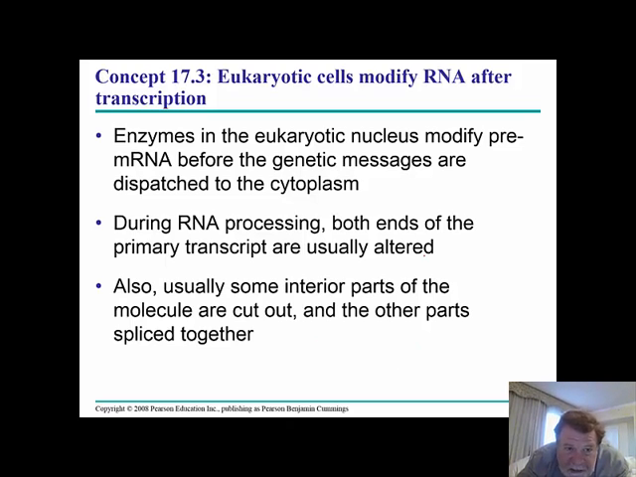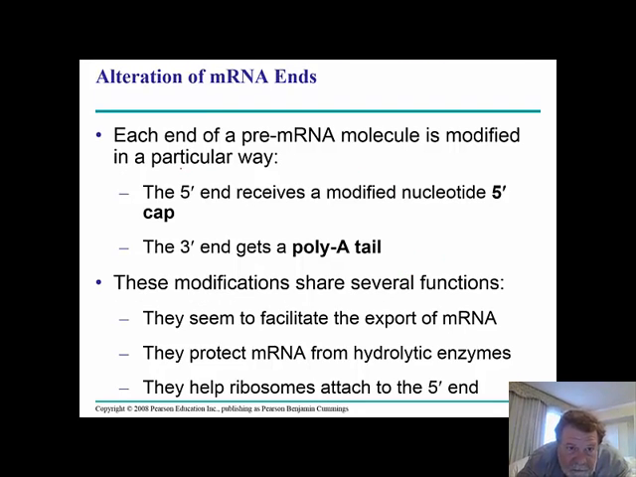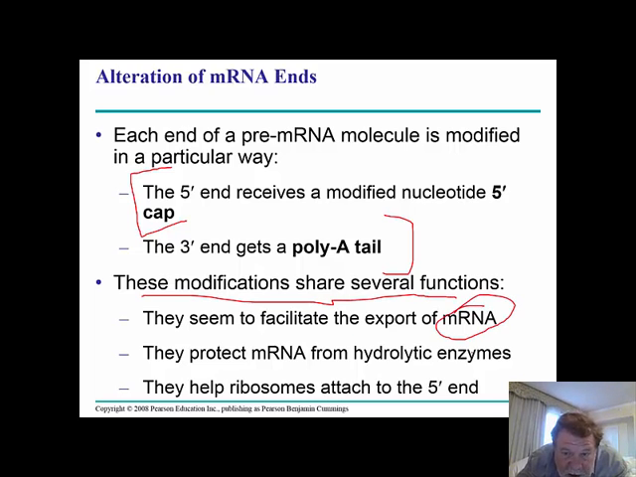During RNA processing, both ends of the primary transcript are altered. So we made our messenger RNA. Now what are we going to do with it? First of all, we see a 5' cap being put on it, and on the 3' end we put a poly A tail. These share several functions: they facilitate the export of mRNA from the nucleus into the cytoplasm, and they protect the RNA from hydrolytic enzymes.